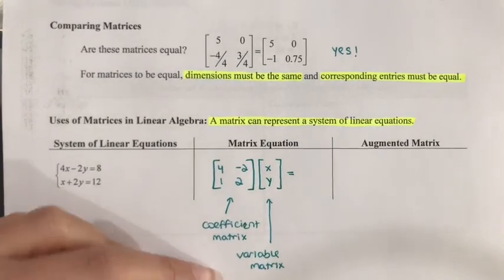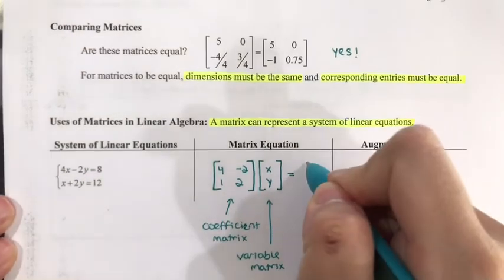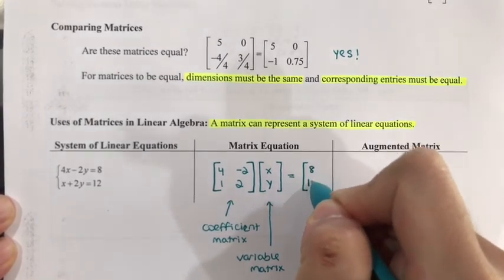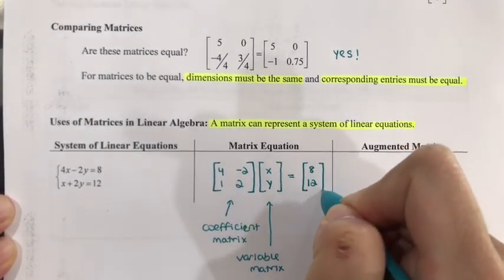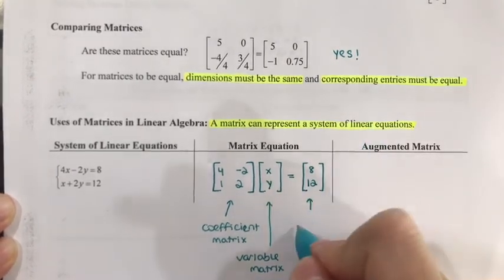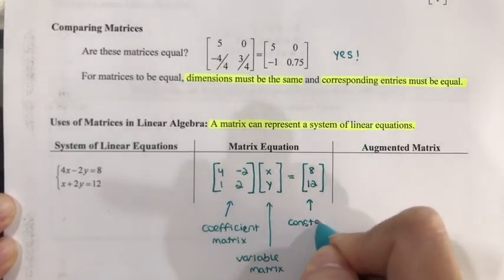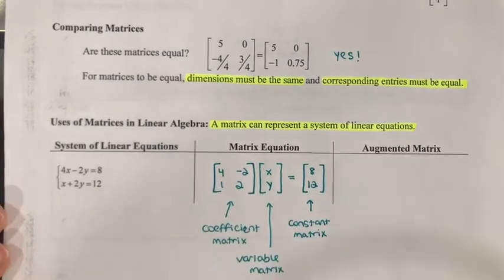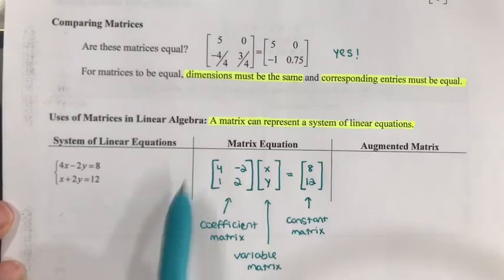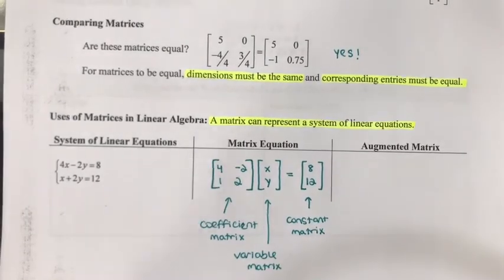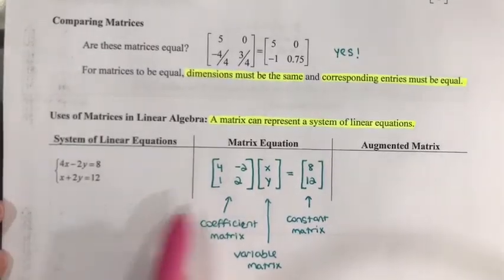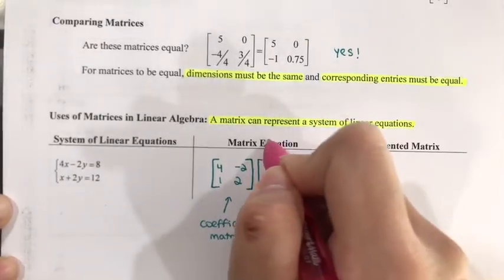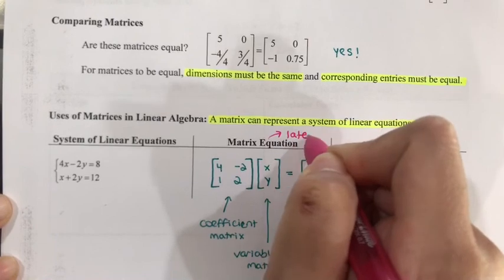And that's going to be equal to the numbers over on this side, which are 8 and 12, again, kind of in order. This is called our constant matrix. Okay, so this is, again, a matrix equation. We're going to be solving these later in this chapter. So matrix equations are going to be later on.